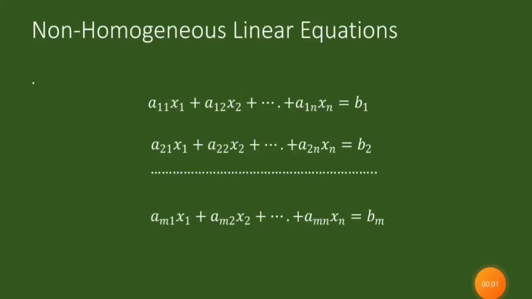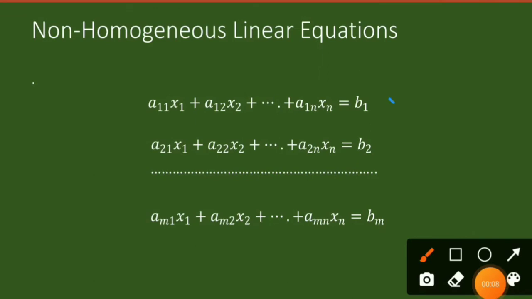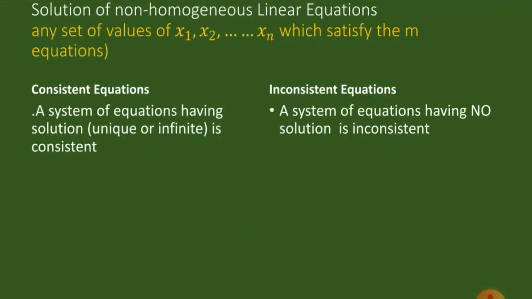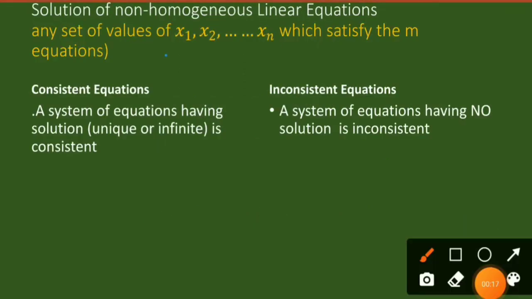Hello student, now we are going to discuss the second type of linear equations, that are non-homogeneous. Non-homogeneous means the constants are given, they are not zero. So what is the solution? Solution means the set of values of x1, x2, xn, which are unknown, that satisfy the given system of equations.